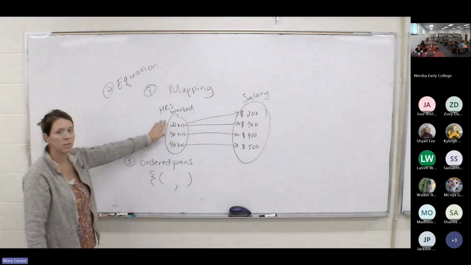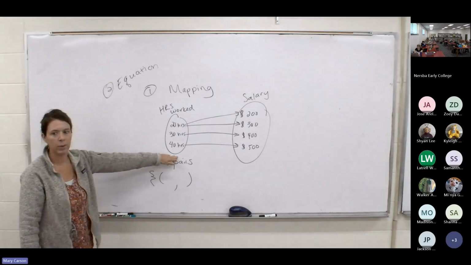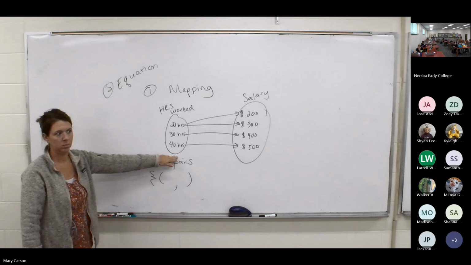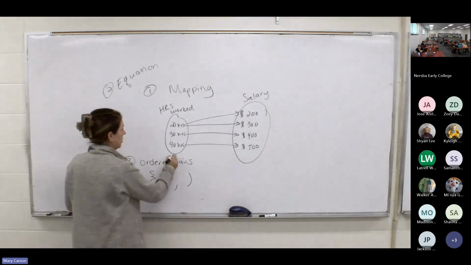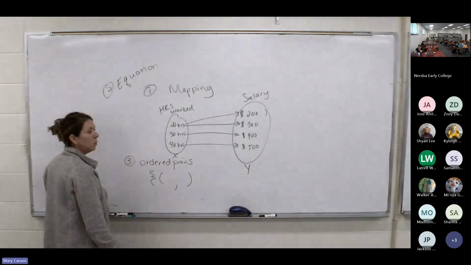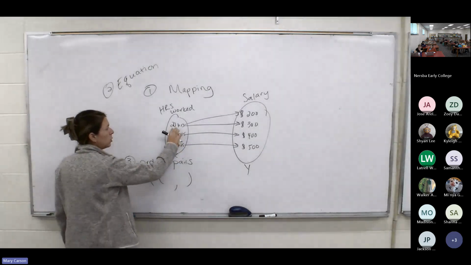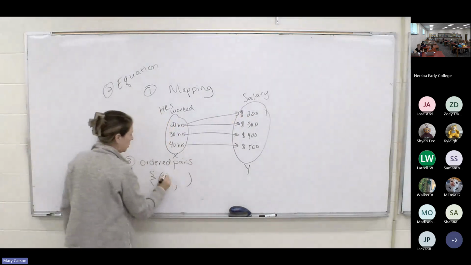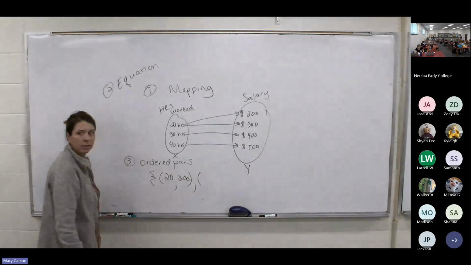Can anybody tell me how I would go from a mapping to an order pair? So 20 is going to represent what value? The independent, which is your X. And Y is going to be your dependent. So if I was writing the order pair, the first one I would write would be 20 goes to 200. Does that make sense? What's another order pair I would write?